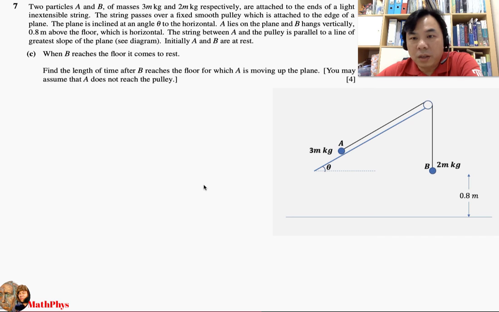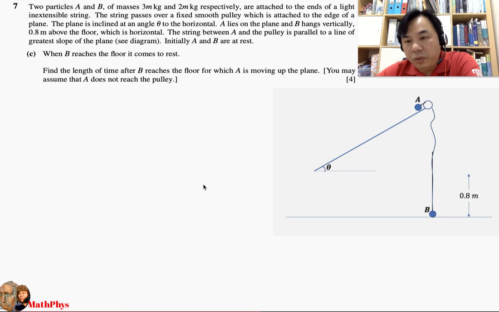Okay, you can see that it starts to hit the ground now, and A will still move up. You can see that as B touched down, the string is no longer taut. It becomes loose, I would say. All right, so it's no longer taut, but A will still proceed on with the motion. All right, so that's how it looks like.